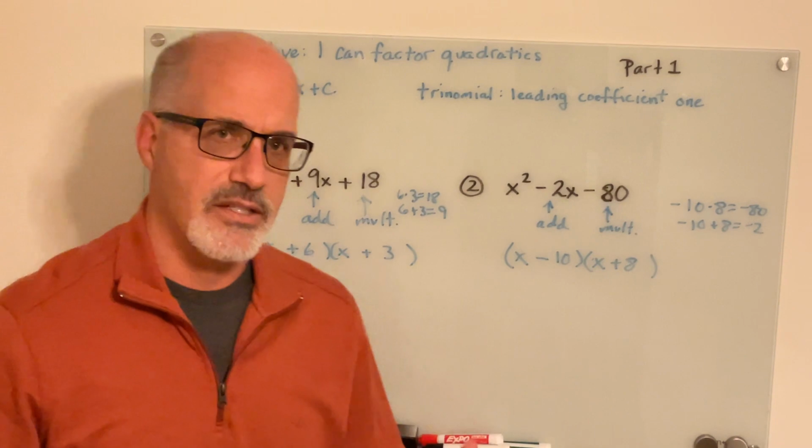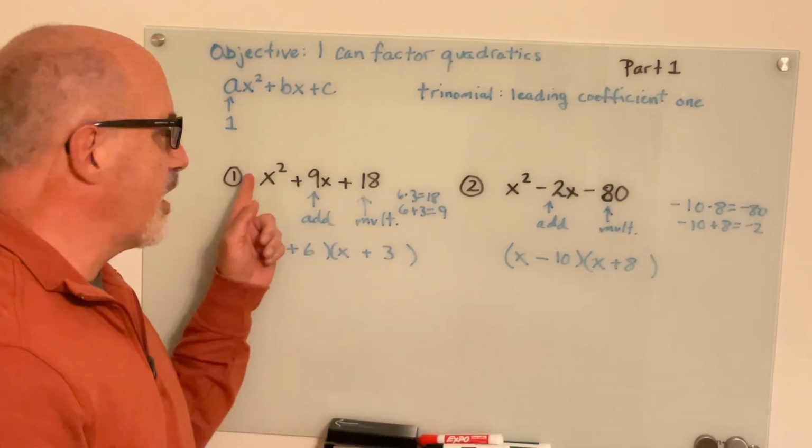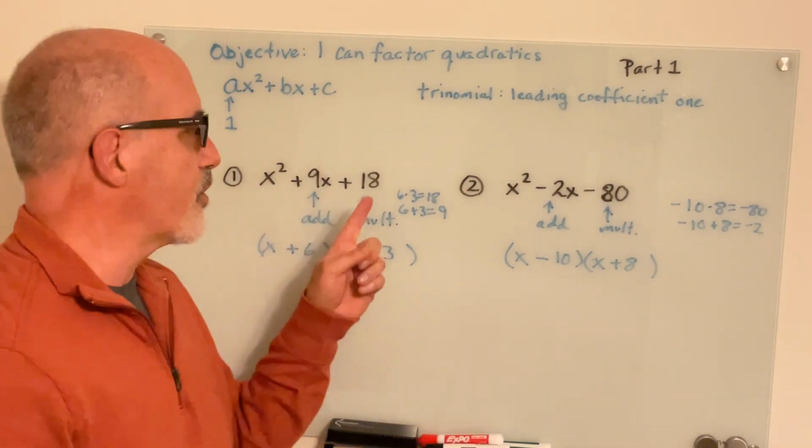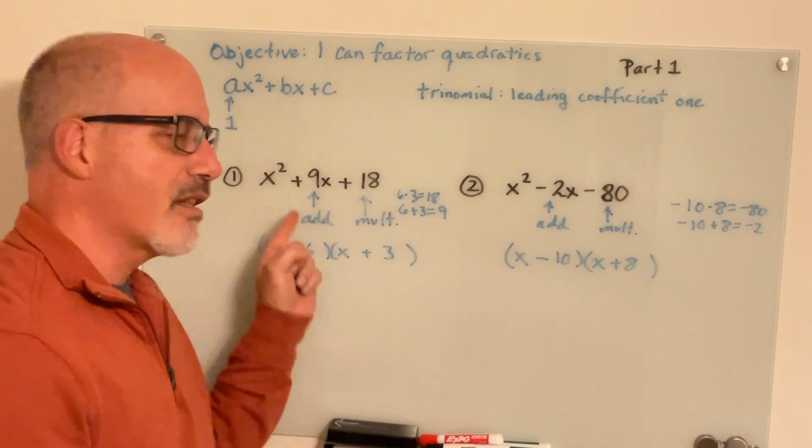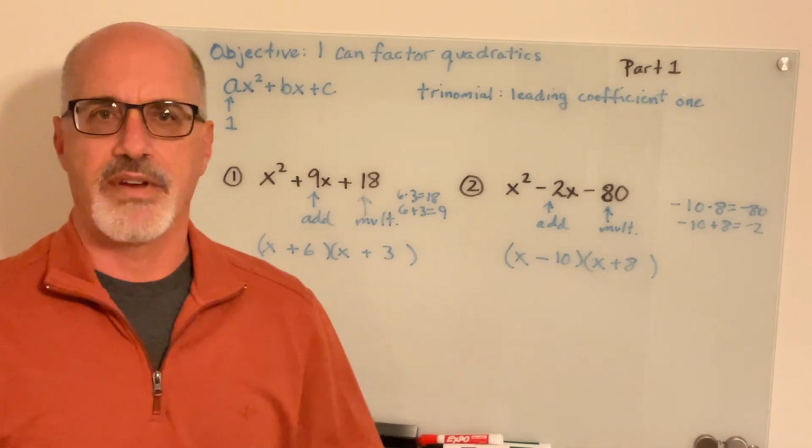So the technique is, if you have a quadratic with the leading coefficient equal to 1, look for two numbers that multiply together, give you the last term, add together, give you the middle coefficient, and that will help you with your factorization.